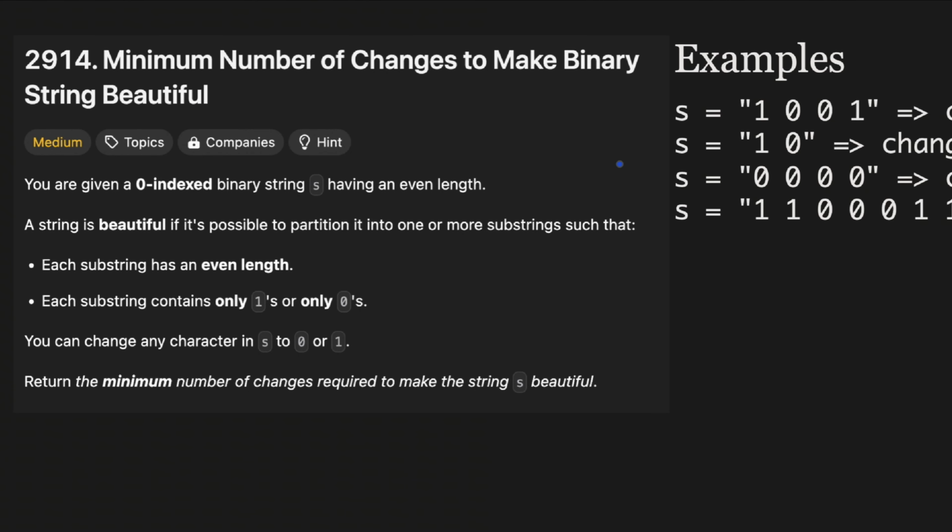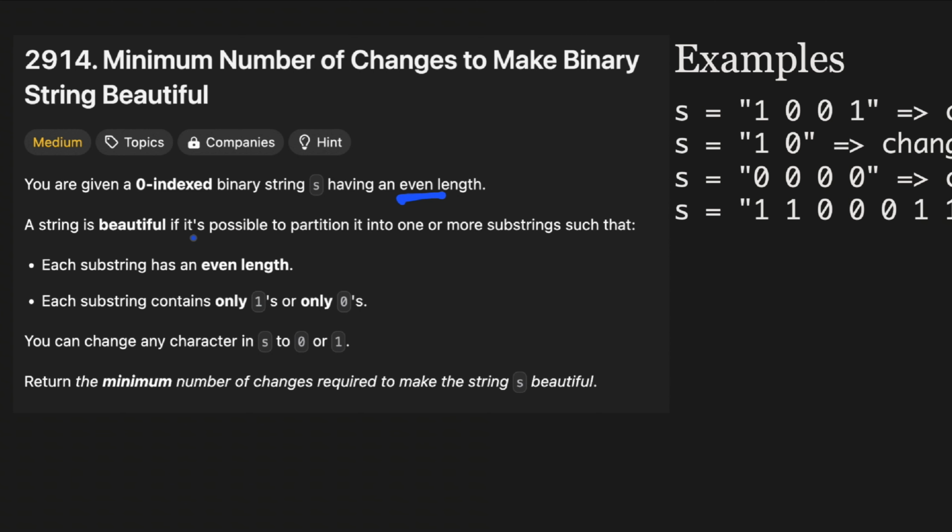Hello everyone, welcome back. Let's talk about another medium problem on Leetcode today. Minimum number of changes to make binary string beautiful. In this problem, we are given a 0-indexed binary string S having an even length, and we have to return the minimum number of changes required to make the string S beautiful.